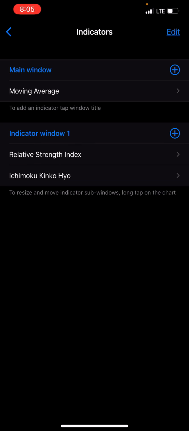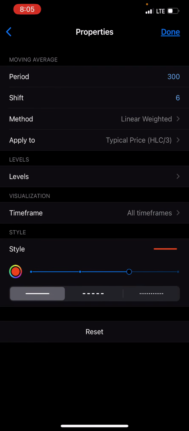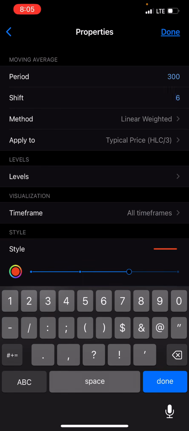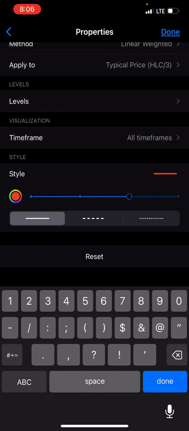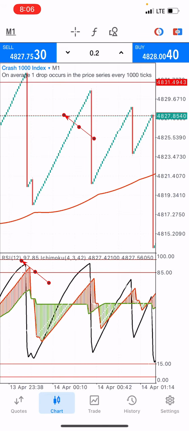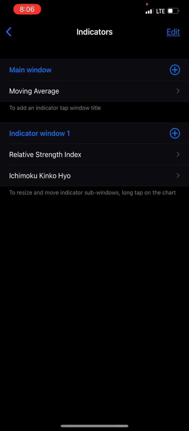So the first indicator we're bringing in is the moving average. The period is 300, shift is 6, method is linear weighted, applied to typical price. Here we don't have levels. Now the style, under the style I'm using red. You can use red, it's fine. You click on done. Then you go back again to create your indicator window.